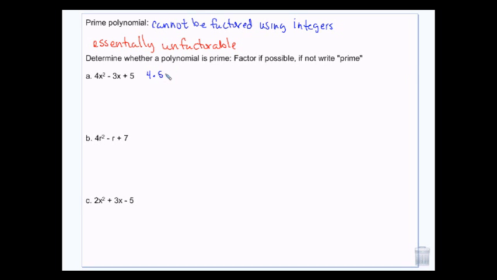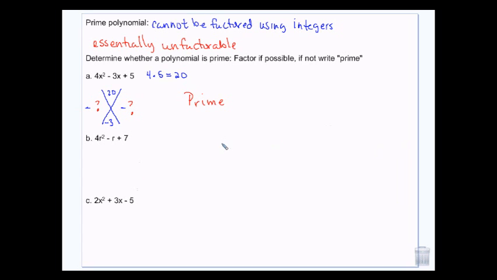So we have 4 times 5 is 20. So I'm now going to look for factors of 20 that will give me a negative 3. Now, my 20 is positive and my 3 is negative, which means I need a negative here and a negative here. So 2 negative numbers that multiply to make 20 but add to make 3. Right? Because the factors of 20 are 4 and 5, 2 and 10, 1 and 20. None of those add up to make 3, do they? Okay, so in this case, we have nothing to put here, so this one is prime.